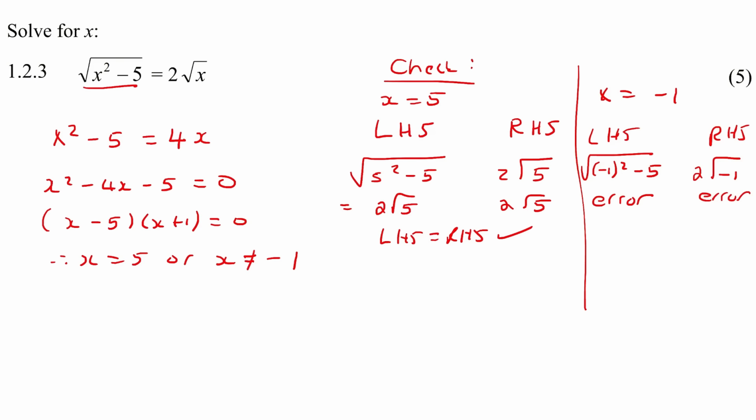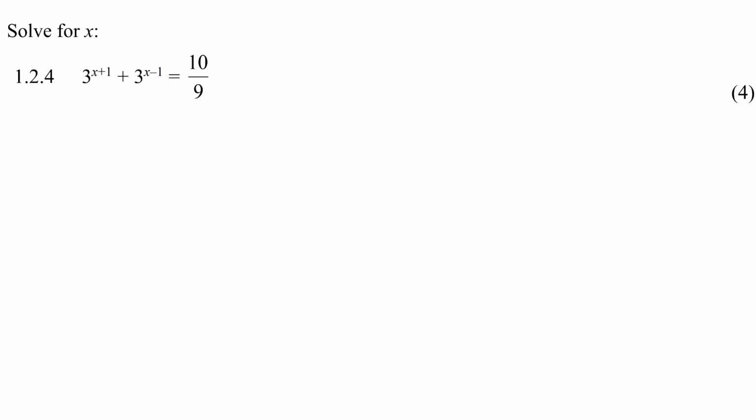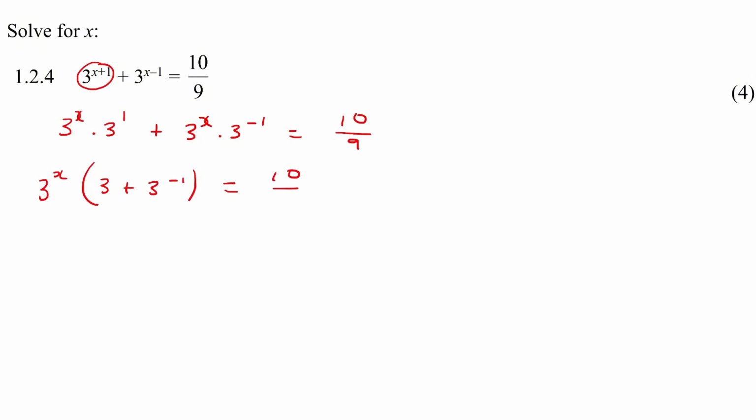With these kind of questions, what I would always do is I would break this up into 3 to the x, 3 to the 1, and then the same for the next part. I would then take out a common factor of 3 to the x, and so you'd be left with 3 plus 3 to the -1. I would type this on my calculator, and that gives 10 over 3.